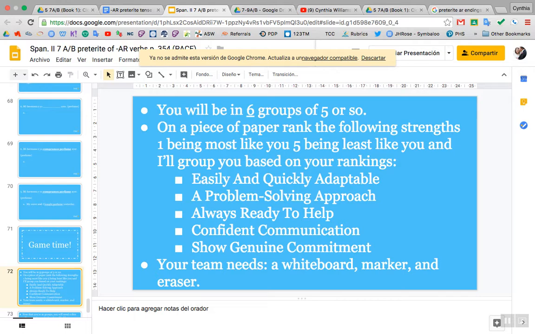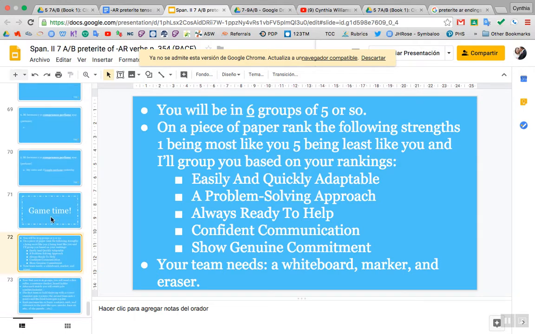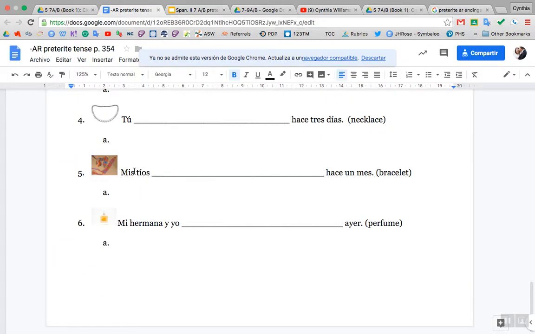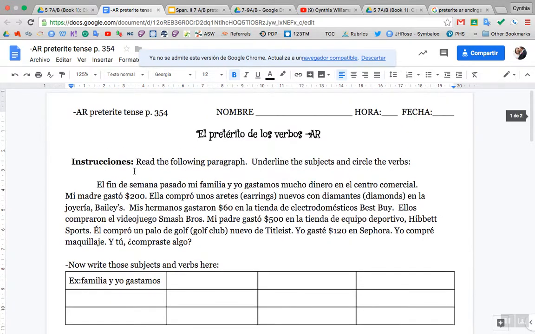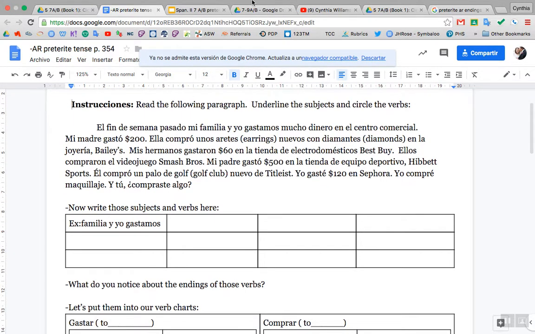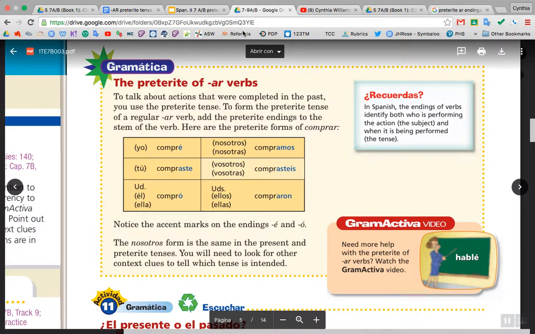What is this? We are not going to do the game on this, and that's the end of your worksheet. So, there you go. One last look at the book here.